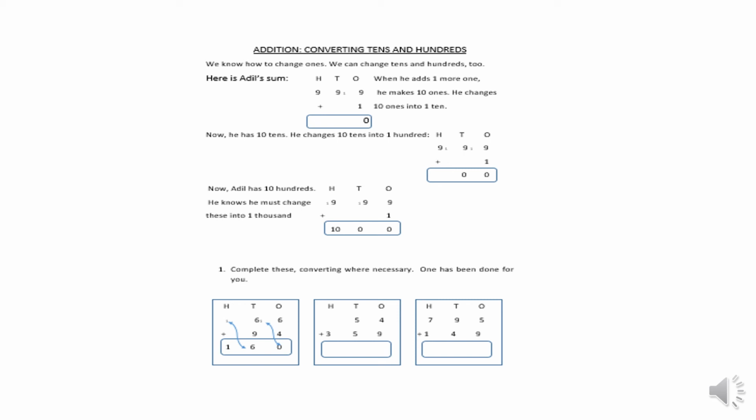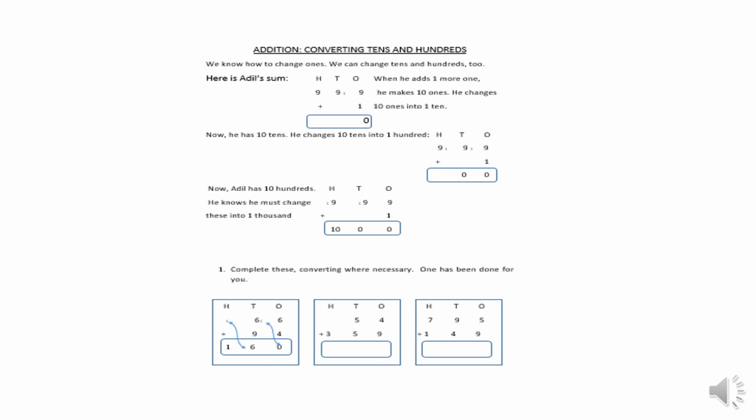Similarly, in the second question, in ones we have 4 and 9, in tens we have 5 and 5, and in hundreds we have 3. We will start from ones. When we add 4 and 9 we will get 13. We will write 3 in ones and will carry 1 to the tens. In tens we have 5 and 5, and when we add the 1 which is carried, we will get 5 plus 5 is 10, plus 1 is 11. So we will write 1 in tens and will carry 1 to the hundreds.